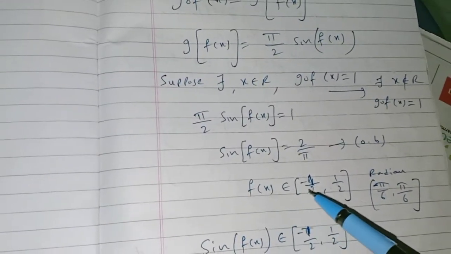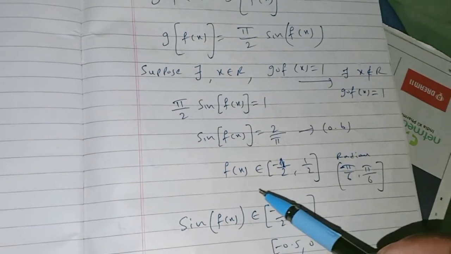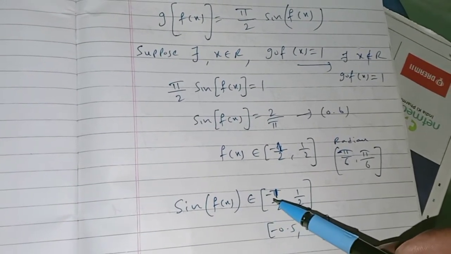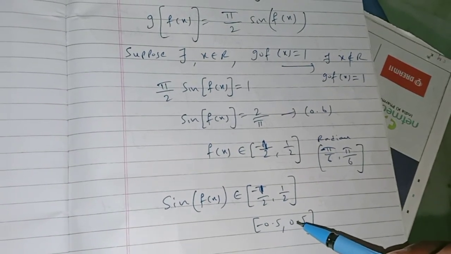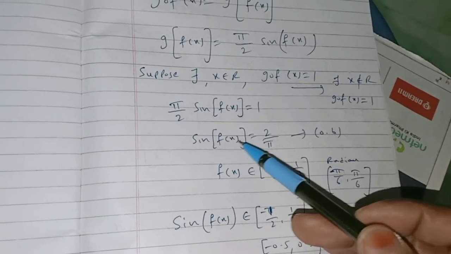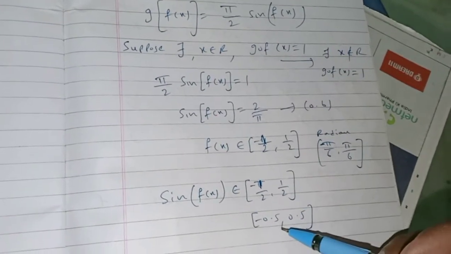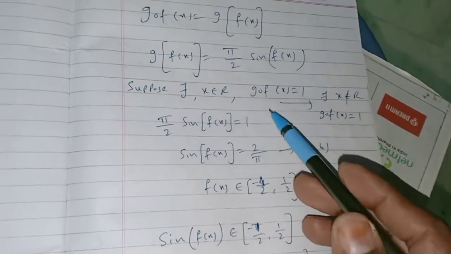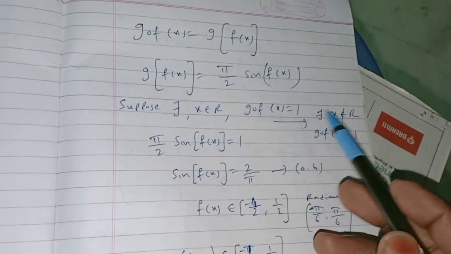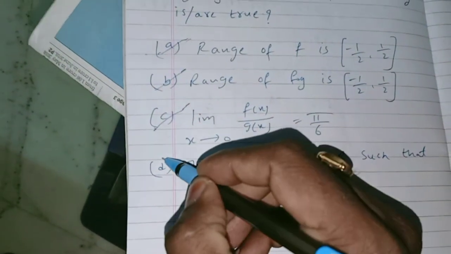We know that f of x belongs to minus 1 by 2 comma 1 by 2. In radian measure it is nothing but minus pi by 6 comma pi by 6. Sin of f of x is then in minus 1 by 2 comma 1 by 2, that is minus 0.5 comma 0.5. But here we got sin f of x is 2 by pi. What is the value of 2 by pi? It is approximately 0.6. But here we got minus 0.5 comma 0.5. So it is not equal. Therefore there does not exist an x for which g of f of x is equal to 1. Therefore the fourth option is the wrong option.